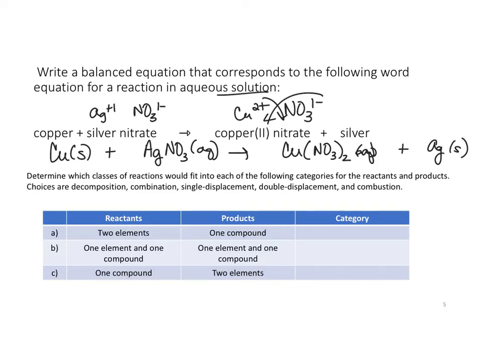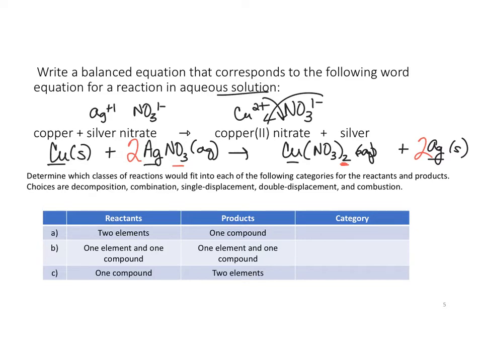All right, so we have 1 silver, 1 silver. We have 1 copper, we have 1 copper. We have 2 nitrates here, so we have to put a big 2 there. Now we have 2 nitrates, and then we have 2 silver. So that would be a balanced equation.